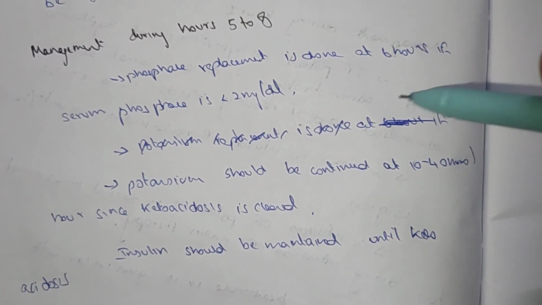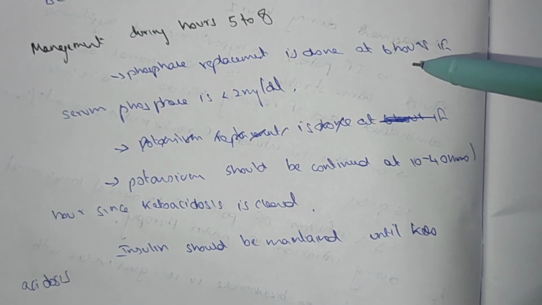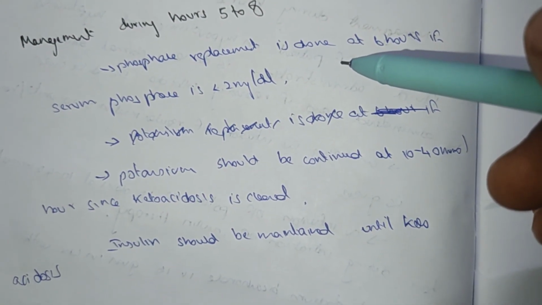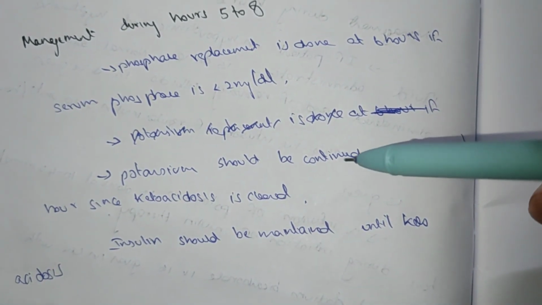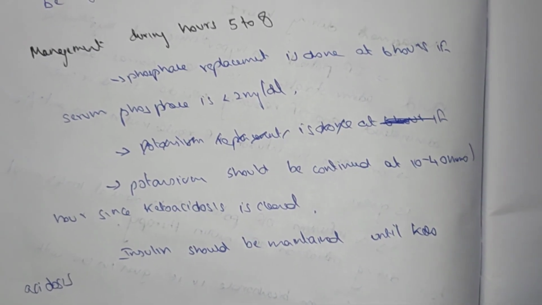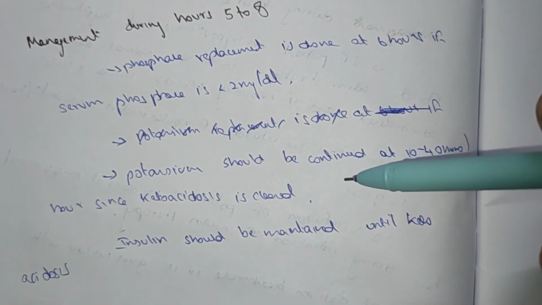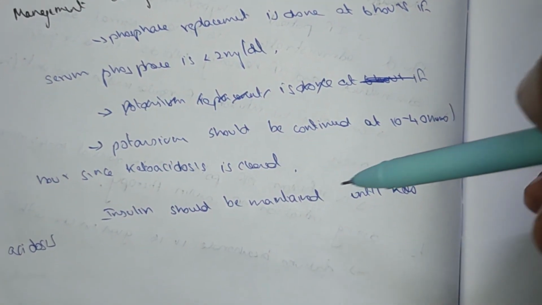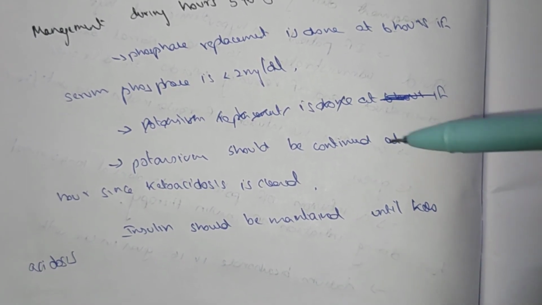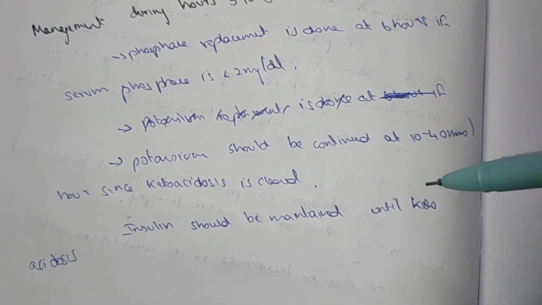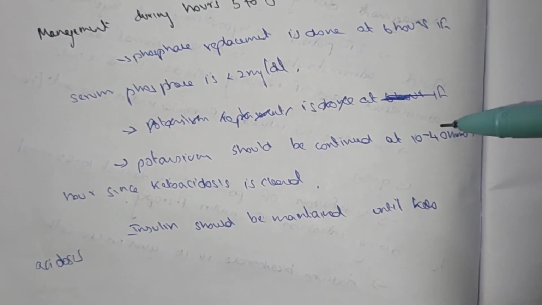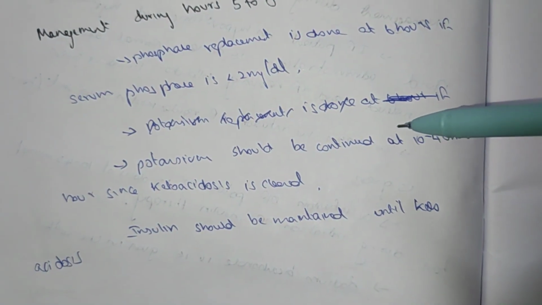The management of 5 to 8 hours. Phosphate replacement is done at 6 hours if the serum phosphate is less than 2 mg per deciliter. Potassium should be continued at 10 to 40 milliosmol per hour until the ketoacidosis is cleared. Insulin should be repeatedly given until the ketoacidosis is reduced.